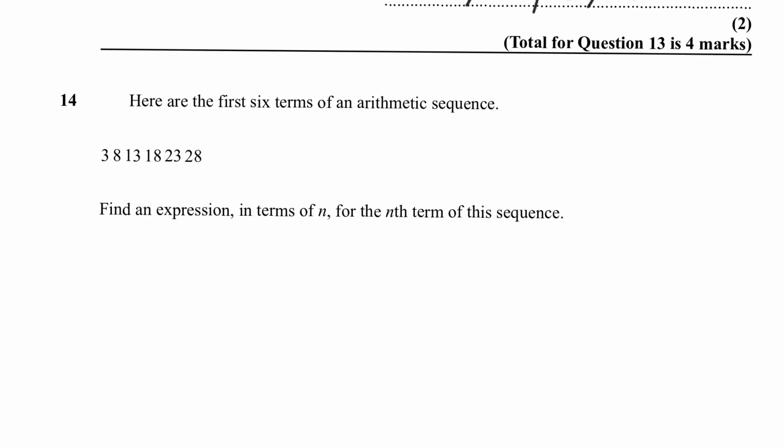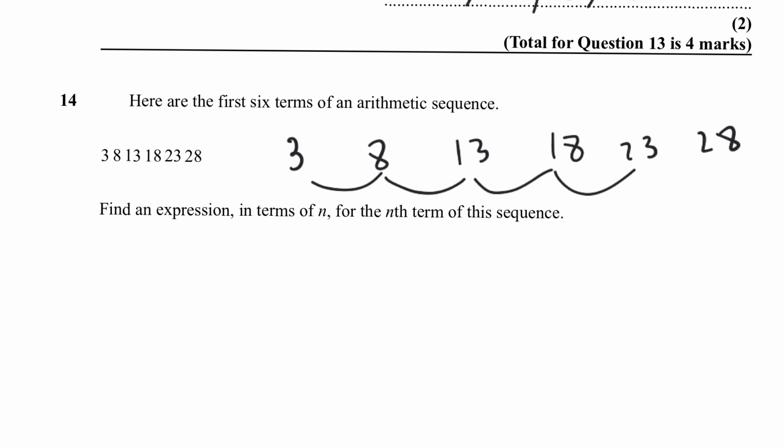Okay, and then going on to question 14. Again, I'm just going to rewrite the sequence so they're more separated out. 28, and it wants us to find the nth term. To find your nth term, the first thing is you want to find the difference between each number in the sequence. We can see that 5 is being added on each time. So whatever is being added on each time is the number that we multiply by n. So now we know the first part of the sequence is 5n.